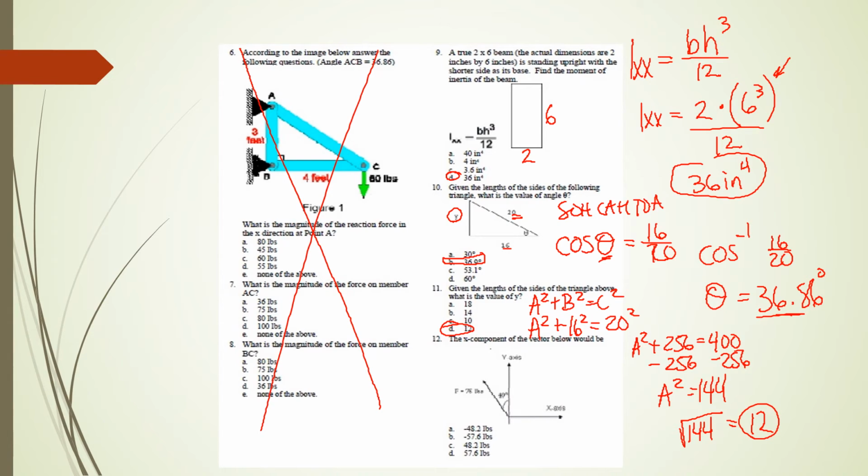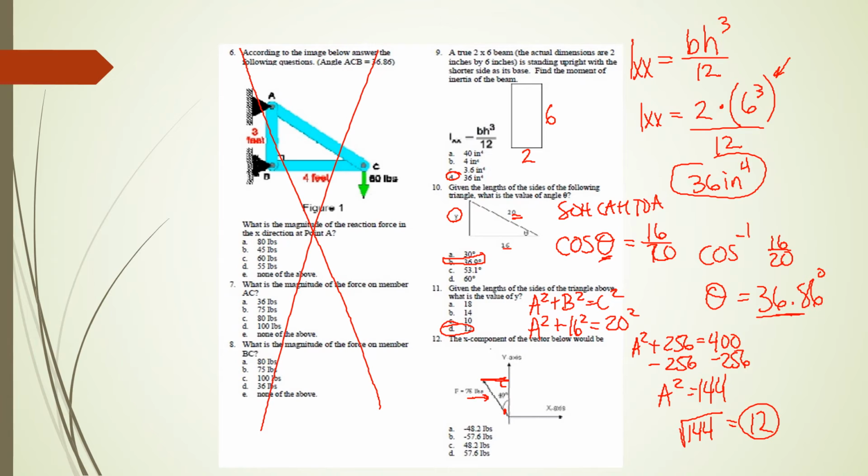And number 12, the x component of the vector below would be what? So we are being asked to find the length of, if there's a line right here. Call this our 90. We have an angle down here. We have the length of this line given is 75. We're trying to find the opposite.